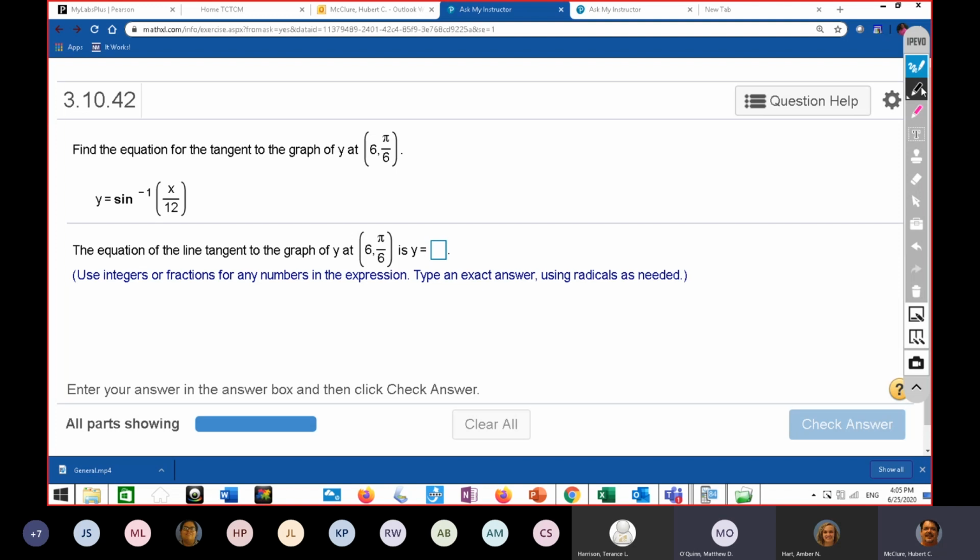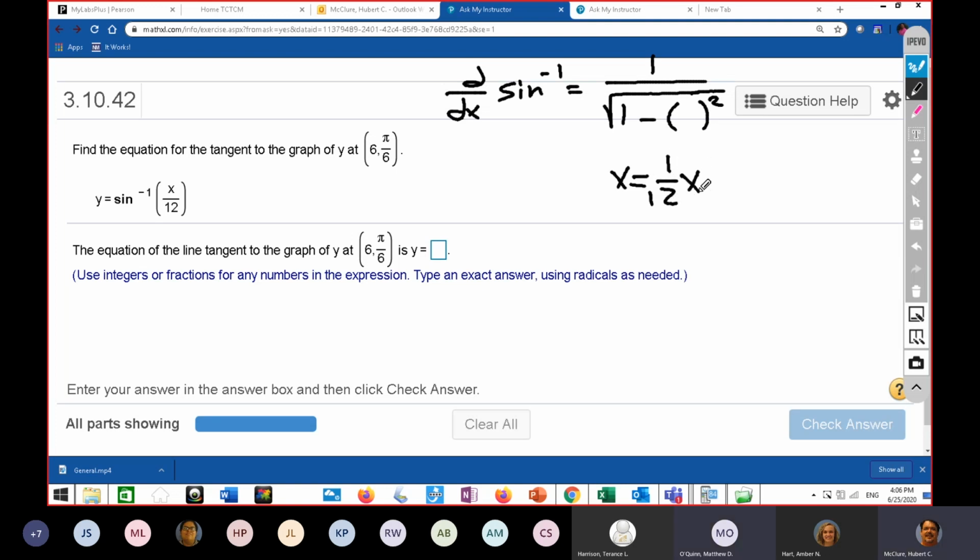So you got your cheat sheet. So the sine inverse of x is equal to 1 over the square root of 1 minus parentheses squared. And x is x over 12. And I'm going to put x is 1/12 x. Therefore, dx is 1/12. Now you're ready to what? Plug and chug.